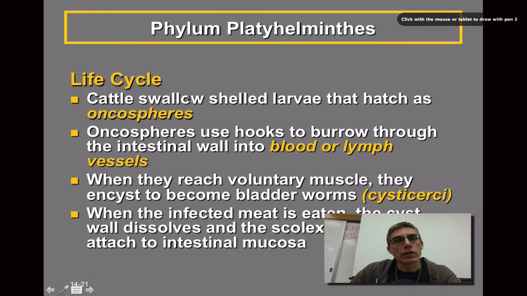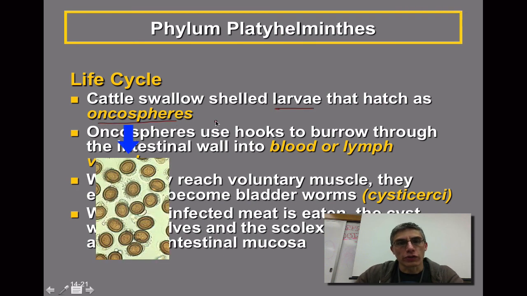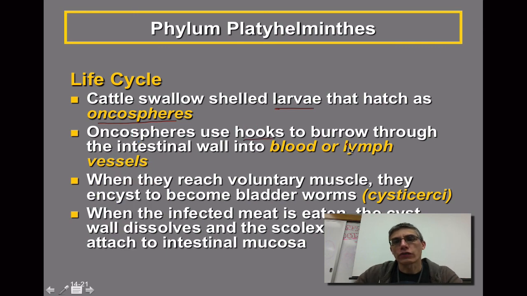Now, to look at the life cycle of a beef tapeworm a little bit more carefully, it's important to understand that once the cattle swallows that larval form of the tapeworm, they're going to hatch as something called oncospheres. Now, those oncospheres, that larval form of the tapeworm, are going to use hooks, and those hooks are going to be used to burrow through the intestinal wall, and they're going to find their way to either the blood vessels or the lymph system of the animal. And that's going to allow them to travel and reach what we call voluntary muscles. So these would be the muscles that we actually have control over.